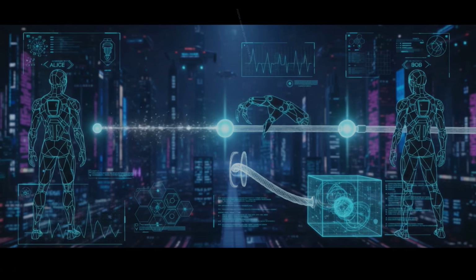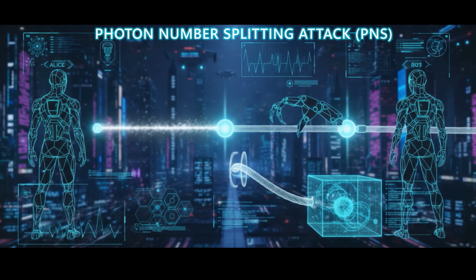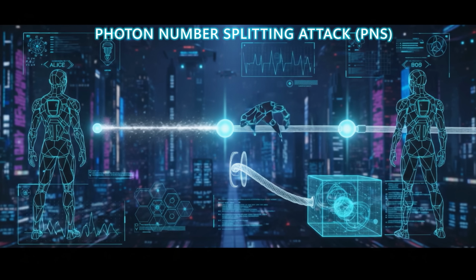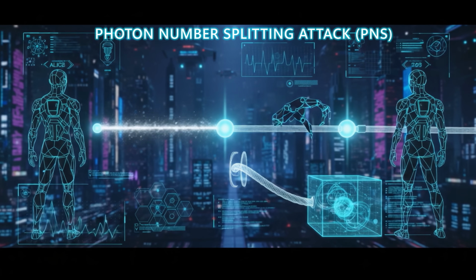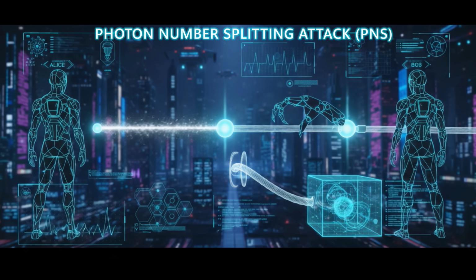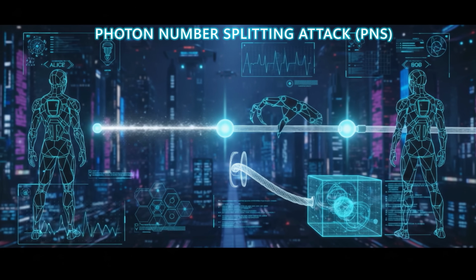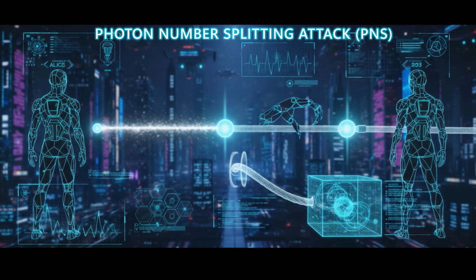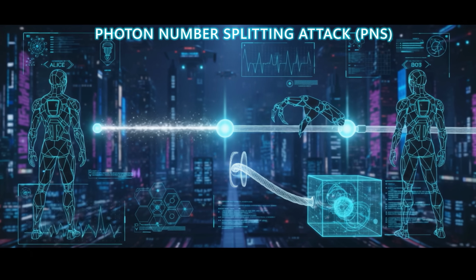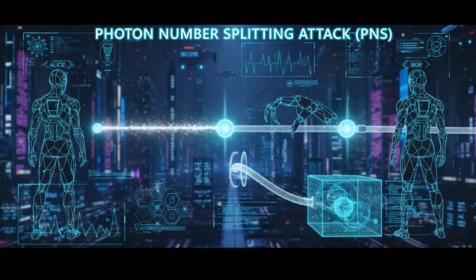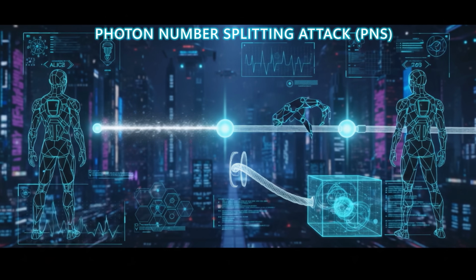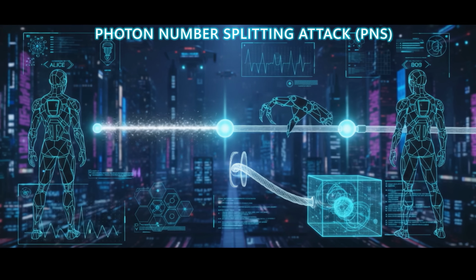In BB84, Alice does not send ideal single photons. In nearly all practical systems, she uses weak, coherent laser pulses, faint light bursts that on average contain less than 1 photon. But weak, coherent pulses follow Poisson statistics. Most pulses contain 0 or 1 photon, but some pulses carry 2, 3, or even more photons. And every time that happens, the door to a photon-number splitting attack opens.